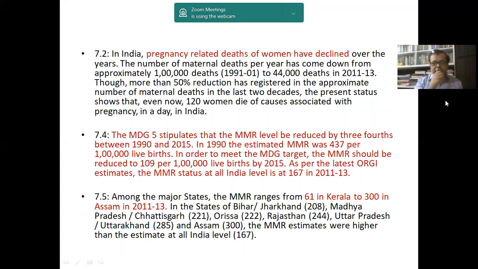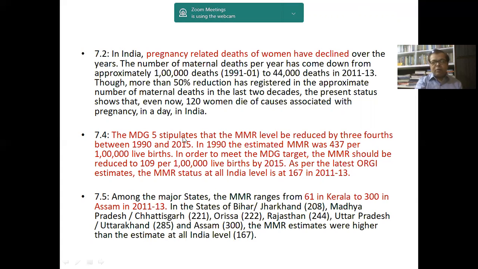Now, quickly, some of the figures. In India, pregnancy-related death of women have declined over the years. Here I have mentioned point number 7.4. Actually, this is taken from the country report. So you can find these points in the country report of 2017. That is why I'm retaining these points. Point number 7.4, 7.2, 7.5. These are taken from the country report, so you can find these points from that country report also.